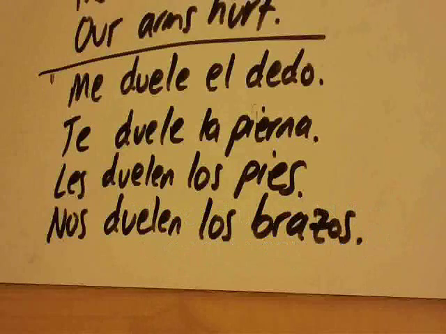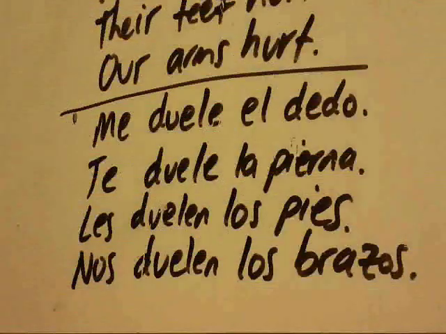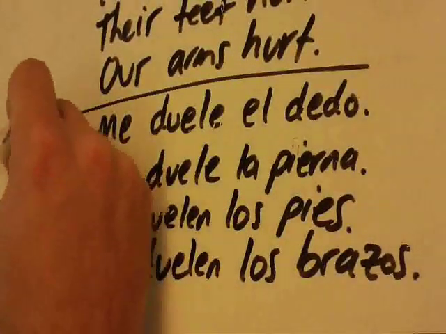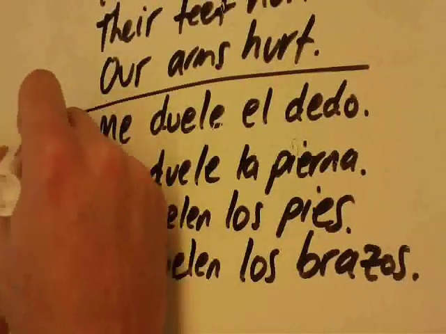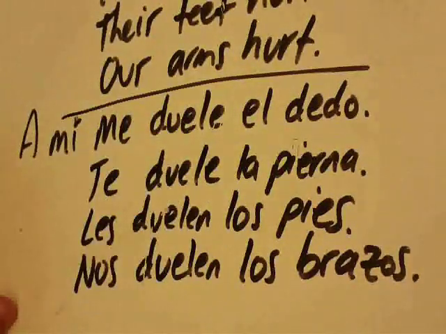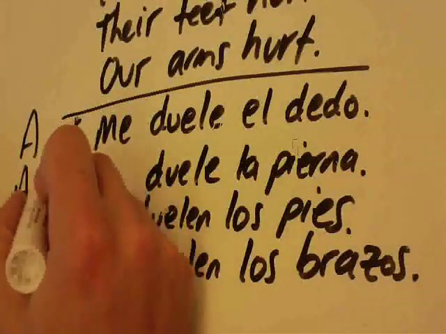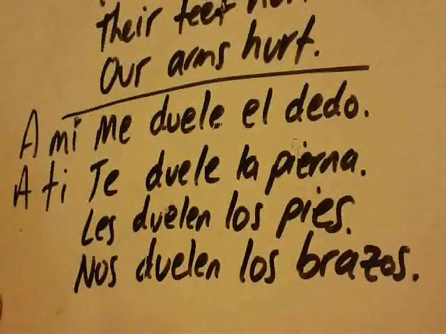If I wanted to, I can put emphasis on who it is that's hurting. So if I want to say my finger hurts, really specifying who it is, I can say at the beginning, a mí me duele el dedo. Or if it's your leg that hurts, a ti te duele la pierna.